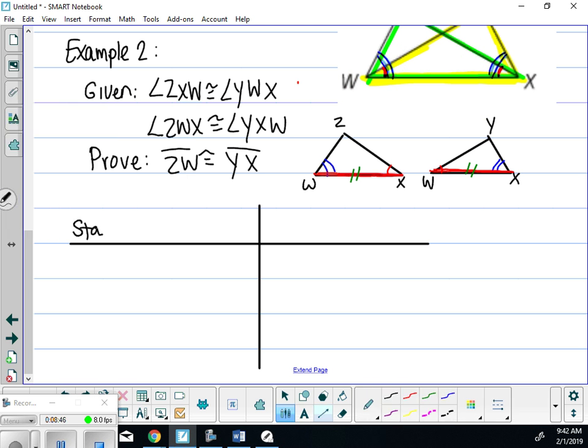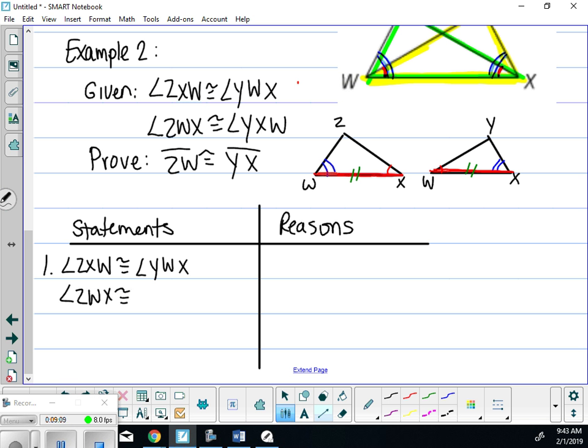So statements, reasons. We always start with given, right? Angle ZXW congruent to angle YWX. Angle ZWX congruent to angle YXW. If you have room and you want to write that all on one line going across, that's fine. You don't have to separate these two into 2 separate lines.